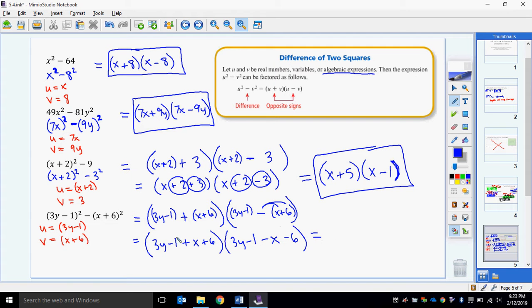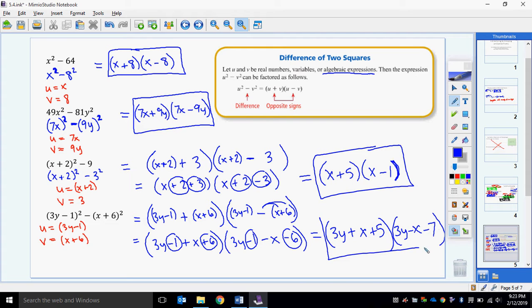And from there, combine like terms. I can't combine a y with an x, so I can only do my numbers. So first set of parentheses would be a 3y. Then I have an x. And a negative 1 plus 6 would be a 5. My next set of parentheses, again, I can only combine the like terms. So I have a 3y, I have a minus x, and a negative 1 and a negative 6 make negative 7.